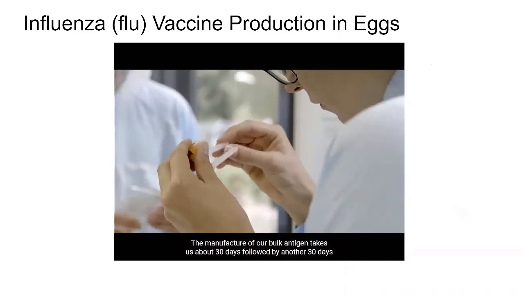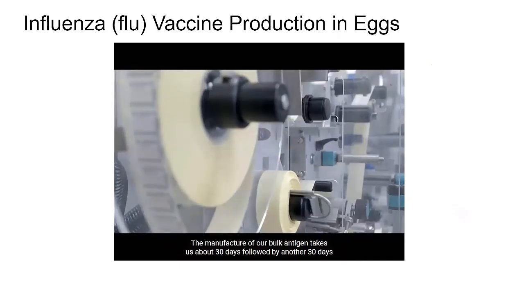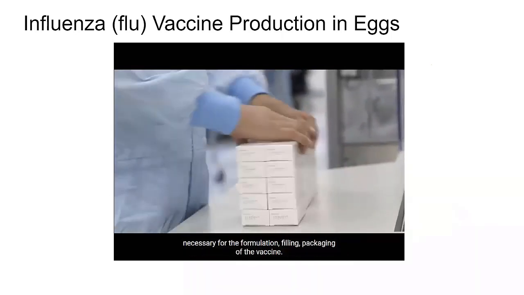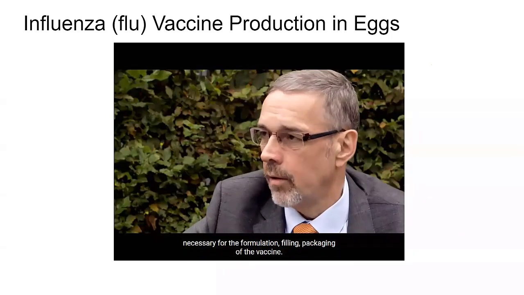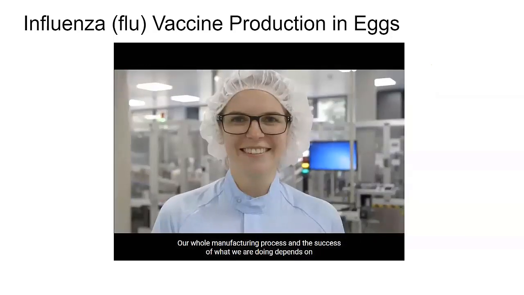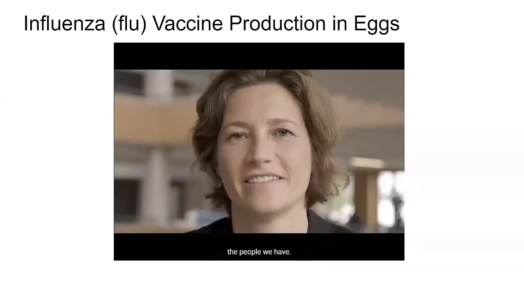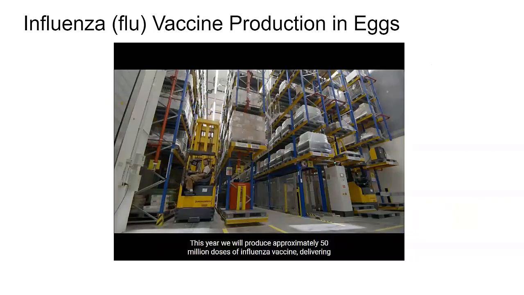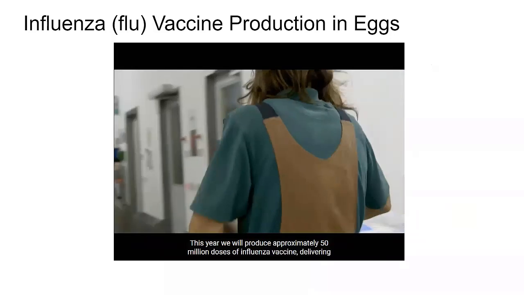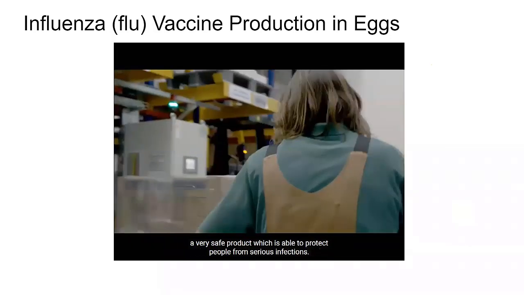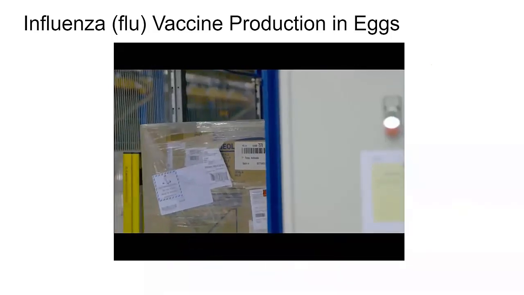The manufacture of our bulk antigen takes us about 30 days, followed by another 30 days necessary for the formulation, filling, packaging of the vaccine. Our whole manufacturing process and the success of what we are doing depends on the people we have. This year we will produce approximately 50 million doses of influenza vaccine, delivering a very safe product which is able to protect people from serious infections.